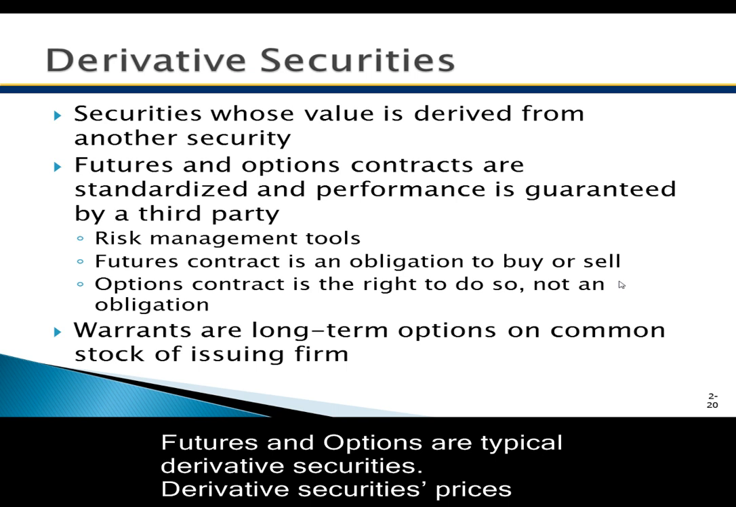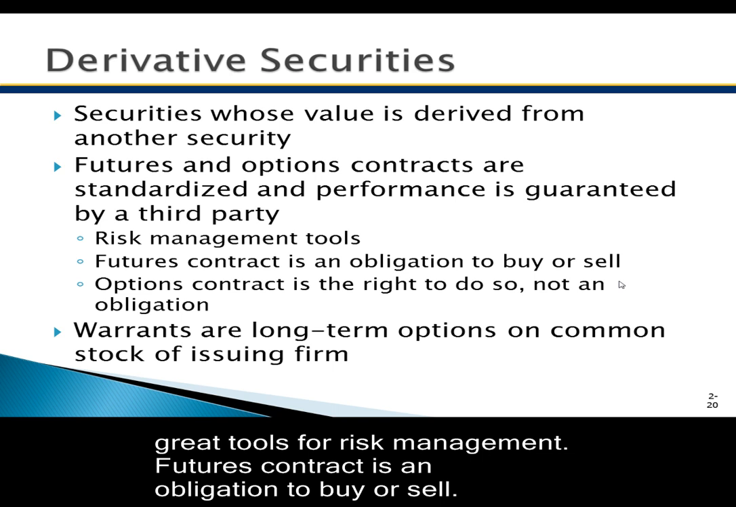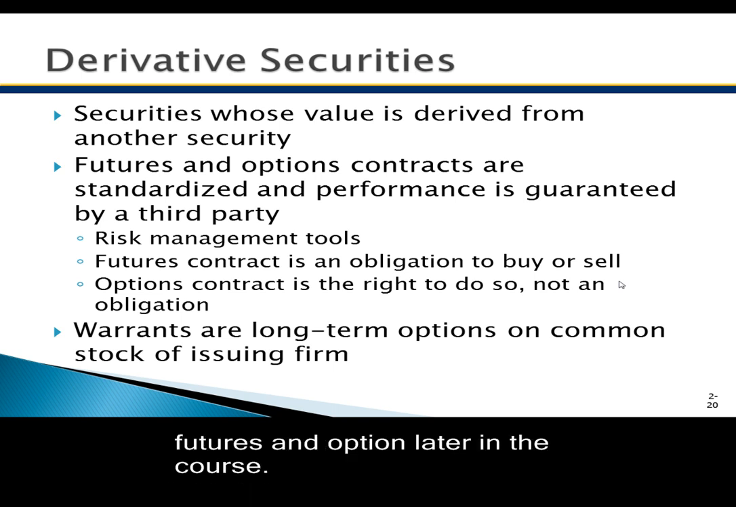Futures and options are typical derivative securities. Derivative securities' prices are derived from other financial assets, such as stocks, bonds, and commodities. Derivatives are a great tool for risk management. Futures contracts are obligations to buy or sell. An option contract is the right to do so, not an obligation. Of course, we'll learn a great deal about both futures and options later.